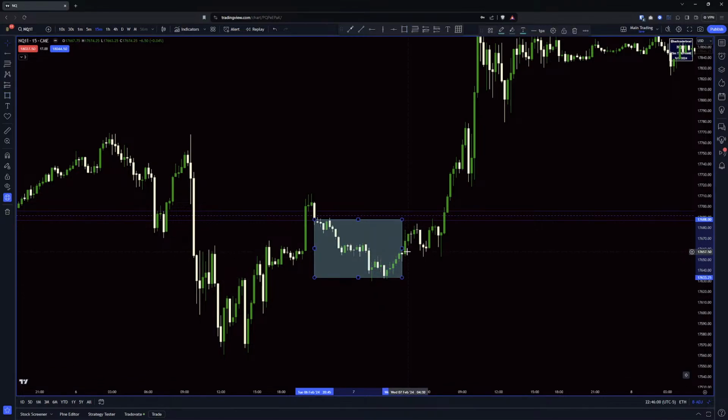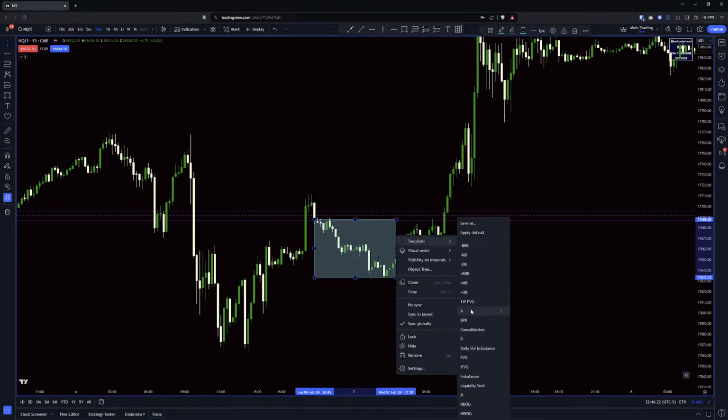4:15. Not London Open, actually. Right here is where we break structure on a 15 minute. 3:45. So once again, not right at London Open, but pretty close. I would call this the accumulation phase.